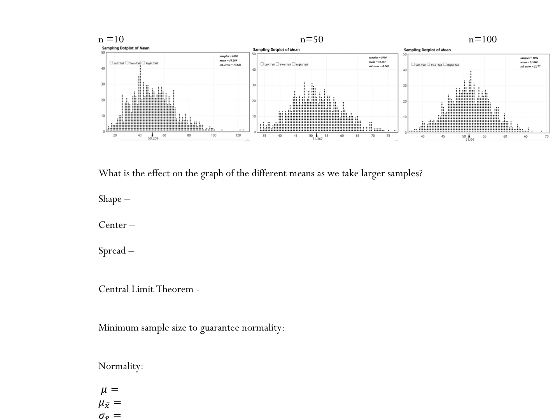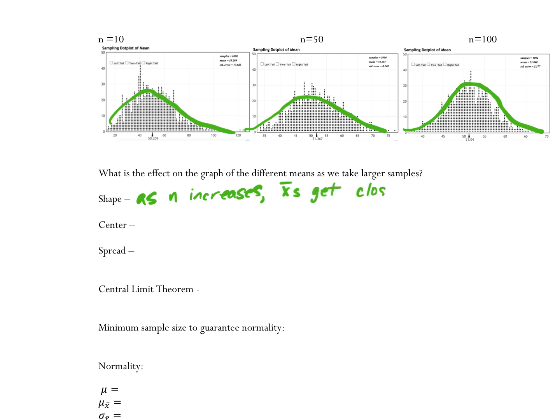All right, so as I look at each of these, the first one seems to be skewed right. The second one's getting pretty close to normal, maybe a little off. The last one is definitely normal, okay? So as my sample size increases, the X bars get closer to normal.